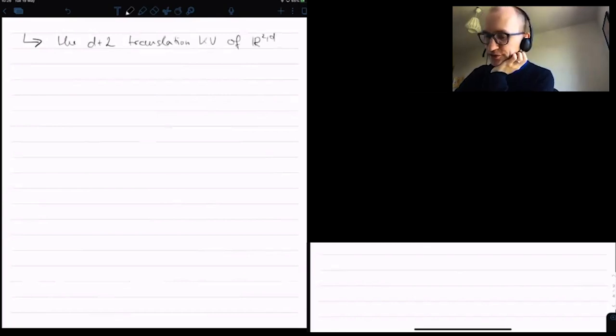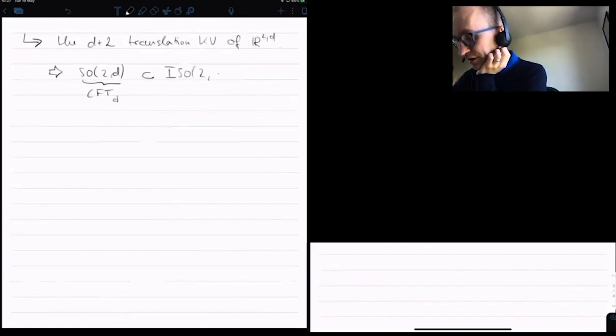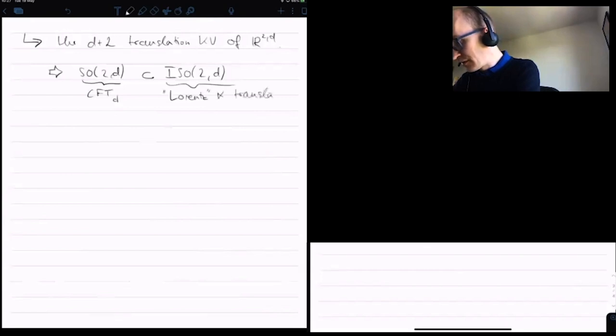Okay. And so, just to be complete here, our conclusion is that SO(2,d), which is the symmetry group appropriate for a d-dimensional CFT, is in this precise way a subgroup of the isometries of R^{2,d}, which is Lorentz, I'll put it in inverted commas because it has this strange signature, okay? And then it is the semi-direct product with translations, which have no analogs on the conformal field theory side.